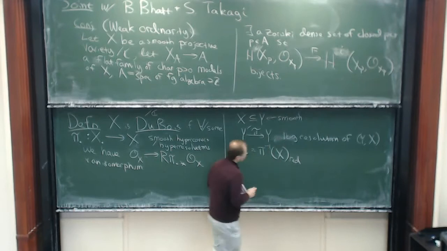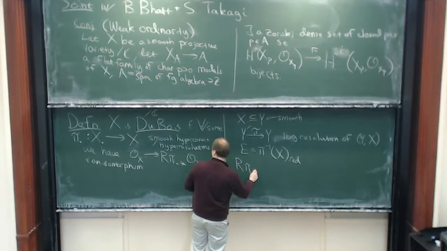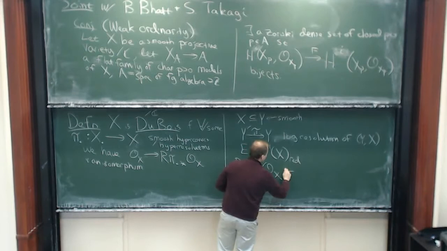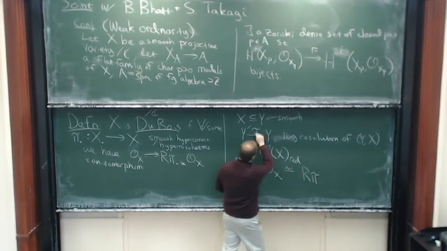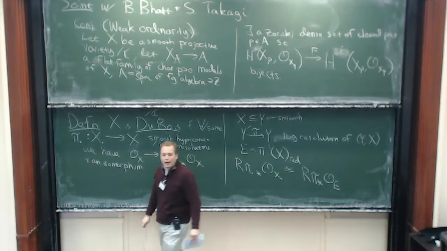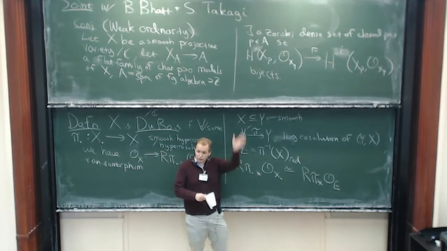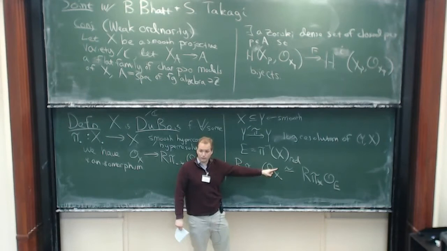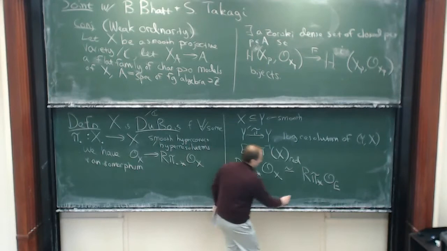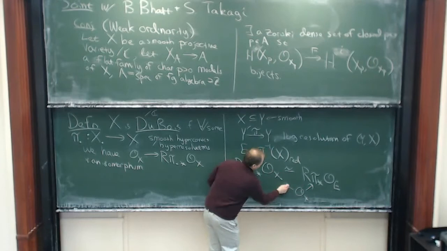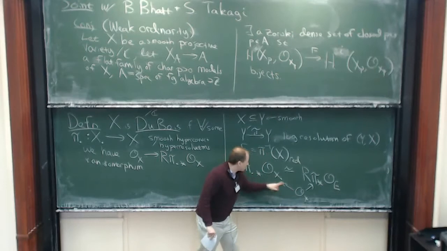And then it turns out that this Rπ dot lower star of O_X dot is just isomorphic in the derived category to Rπ lower star of the structure sheaf of E. And so this is kind of like a resolution of singularities. Let's imagine that X actually was a hypersurface. E has the resolution of singularities in it, but it also has some other exceptional components. And if you push all those down together, it turns out you get this isomorphism right here. Okay. And of course it turns out that, at least for obvious reasons, there's a natural map from O_X to this guy. And that's the same map as this one right here. And so this map is a quasi-isomorphism if and only if this is a quasi-isomorphism.